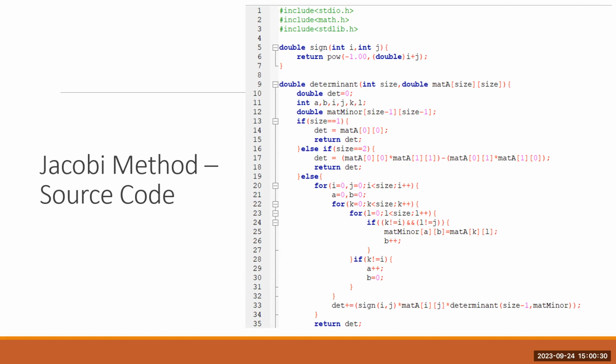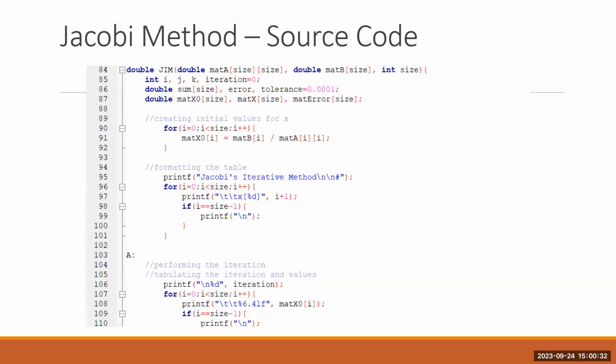So the core of the code is the JIM or GIM function. It accepts the matrix A representing the coefficients of the linear system and vector B or mat B representing the right-hand side of the equations. And you also need the size of the system. So within this function JIM, initial values matx0, matx, and materror are created. These arrays represent the current approximation of the solution, the updated solution, and the error in each component of the solution, respectively.